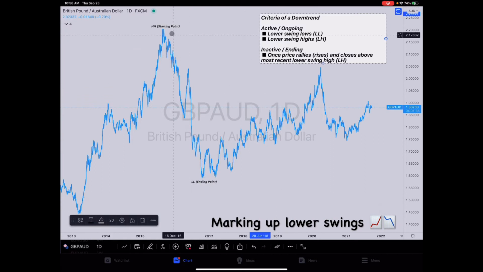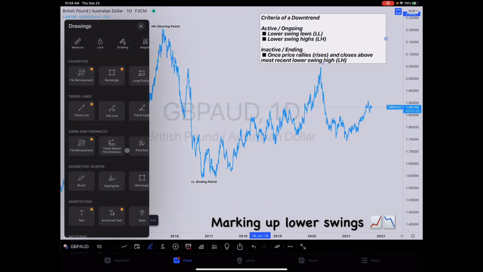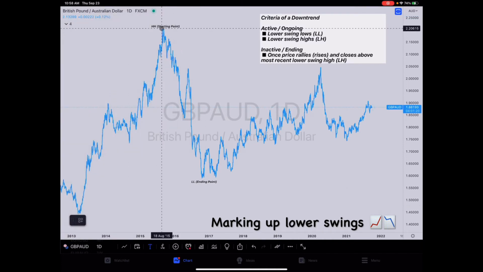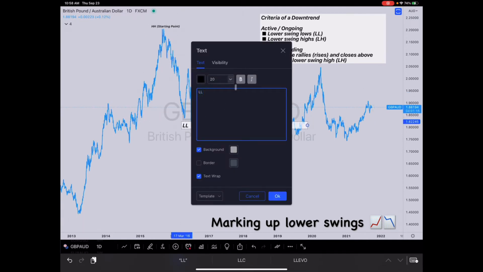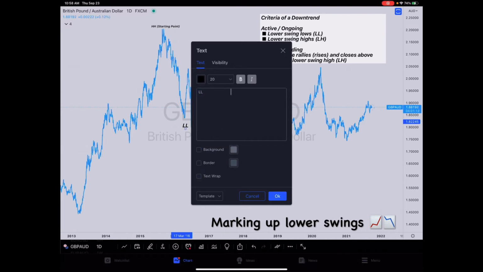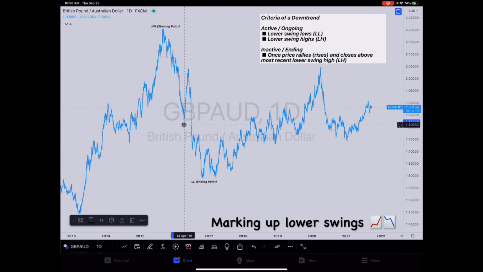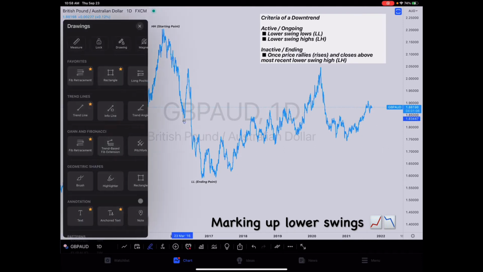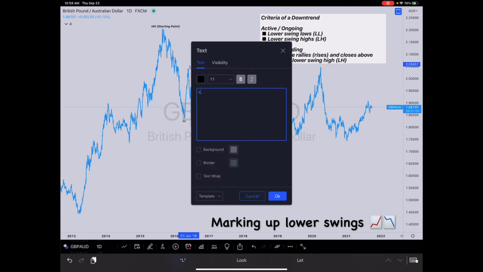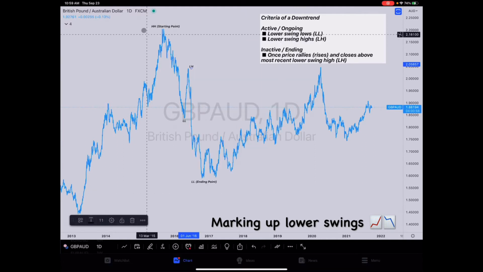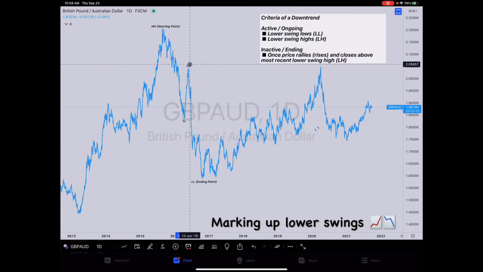Now let's start marking up swing highs and swing lows. As you can see, I've already started with the starting point here, the highest high, and I've also detailed out the lowest low or ending point. Now we're going to pull out our text tool so we can start labeling the different swing highs and swing lows. Right here, this is our first swing low, or lower low. Let me fix my settings here. Now we're going to move on to the swing high. This is our lower high, because as you can see, it's a high that's lower than the previous starting point.